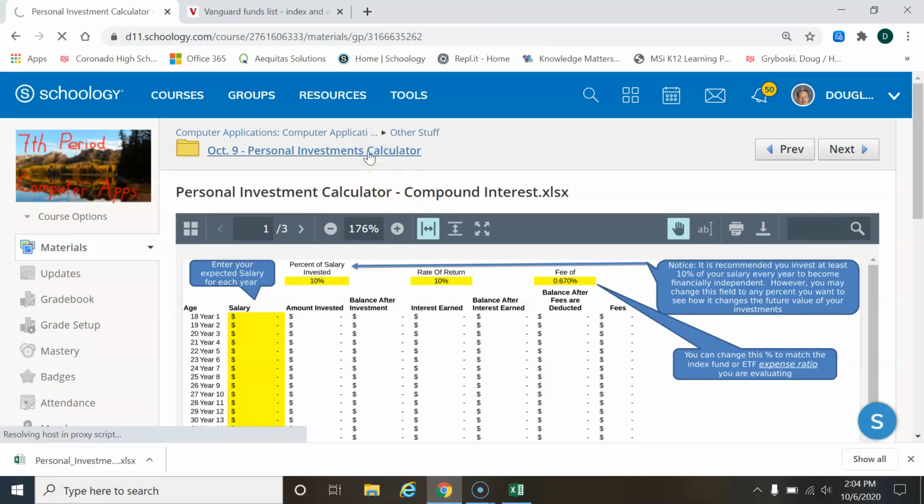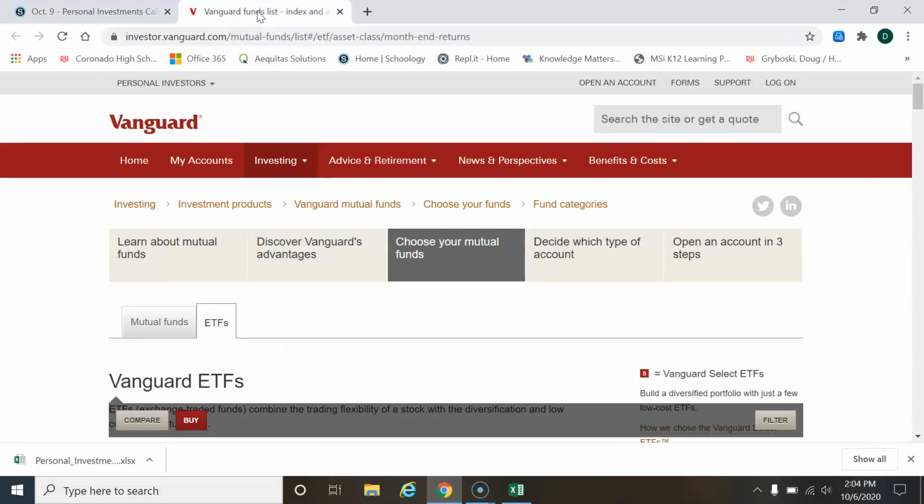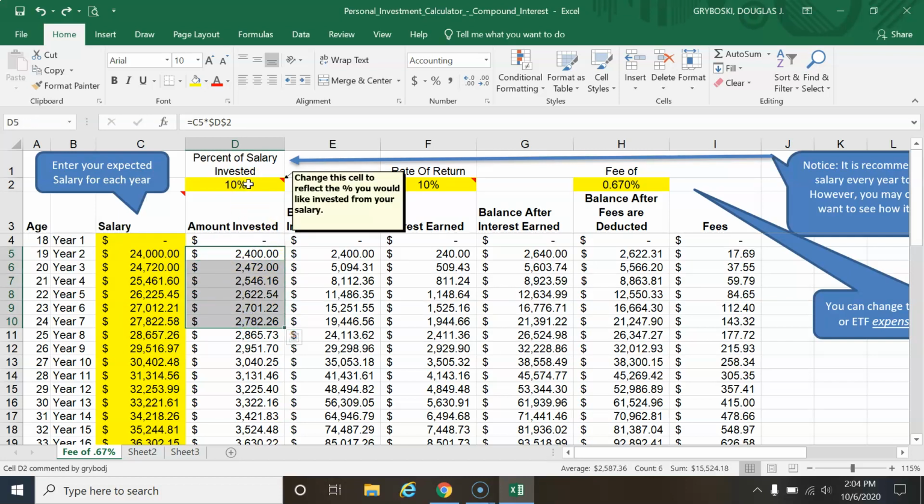So you'll see back on the Schoology page, I have a link here for Vanguard Exchange Traded Funds. I have that open already, so I'm going to click on it. And I just want to give you an example of what you would invest in, because students always ask me, okay, now that I've saved up $2,400, what do I invest it in to get that rate of 10% return? Because my bank account, the savings account, they're only giving me less than 1%. So it's not growing very fast. I want to get 10%.